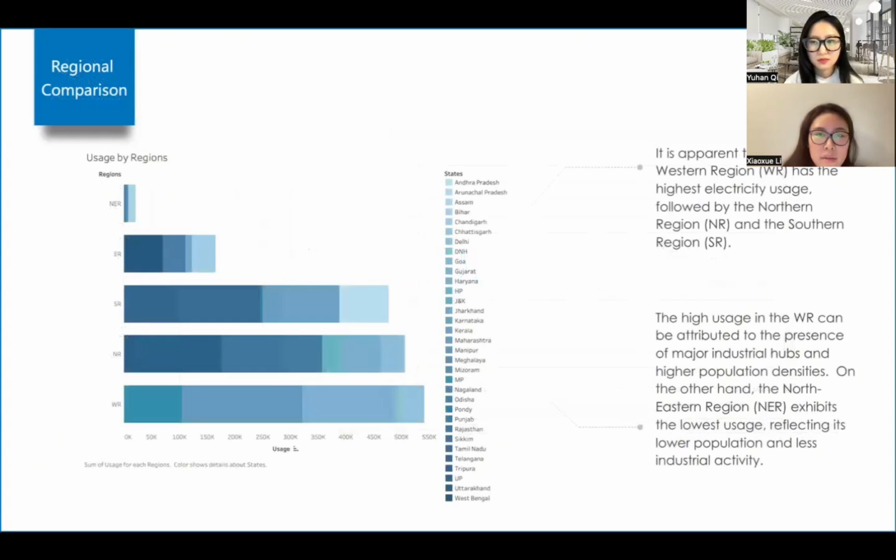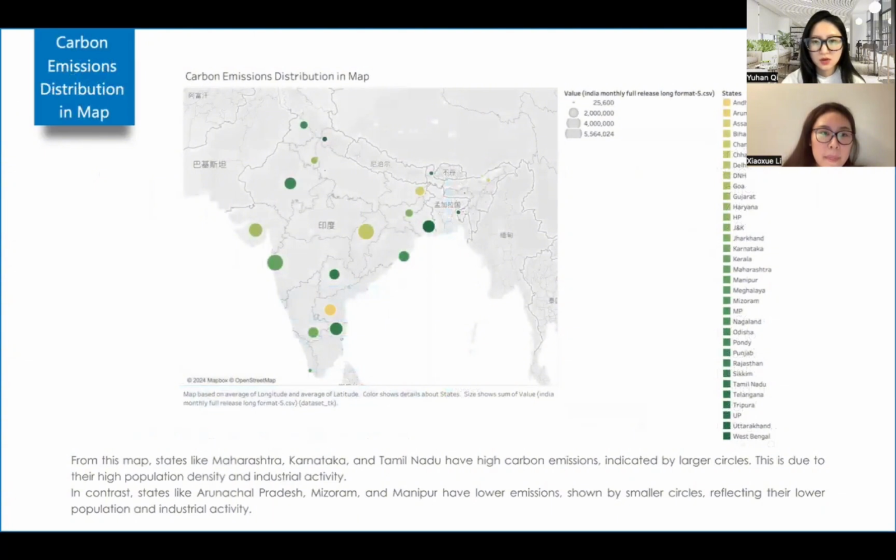Now let's compare the electricity usage across different regions. Here we have a bar chart showing the electricity usage by regions. It is apparent that the western region has a higher electricity usage, followed by the north region and the south region. The high usage in the west region can be attributed to the presence of major industry hubs and high population density. On the other hand, the Northeast region exhibits the lowest usage, reflecting its lower population and less industrial activities. Next page, please.